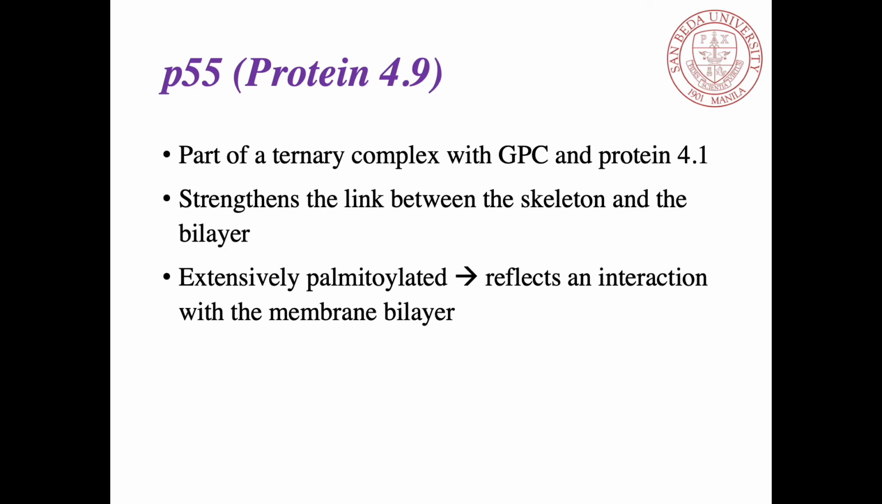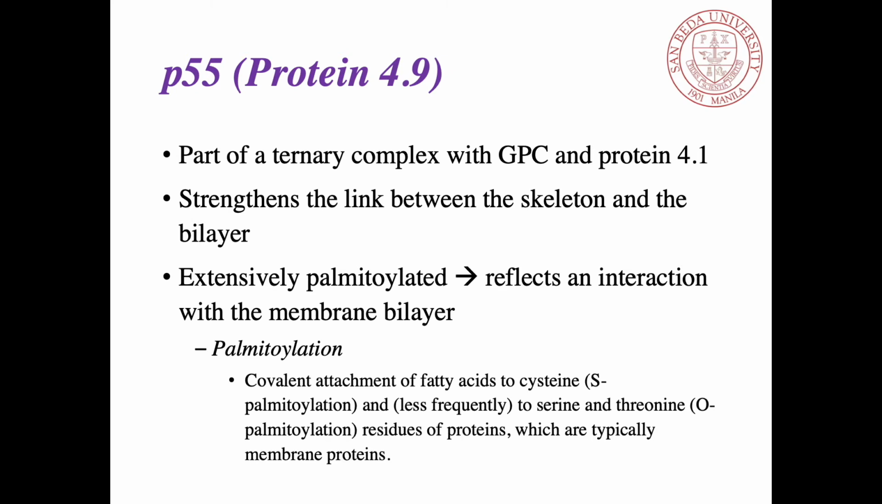P55 likewise undergoes extensive palmitoylation. Palmitoyl groups come from a 16-carbon saturated fatty acid called palmitic acid. Palmitic acid is found in cell membranes as a component of phospholipids. The palmitoylation experienced by P55 thus reflects its interaction with the membrane bilayer. Of note, palmitic acid is covalently added to membrane proteins through its cysteine as well as serine and threonine amino acid residues. Palmitoyl acyl transferases are the enzymes that catalyze this reaction.